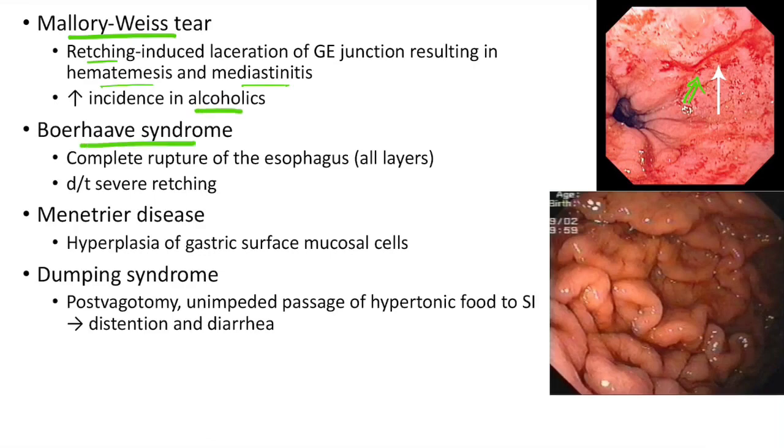Now let us see about Boerhaave syndrome. In this case, there is complete rupture of the esophagus, that is, all layers are ruptured. It can occur due to severe retching.